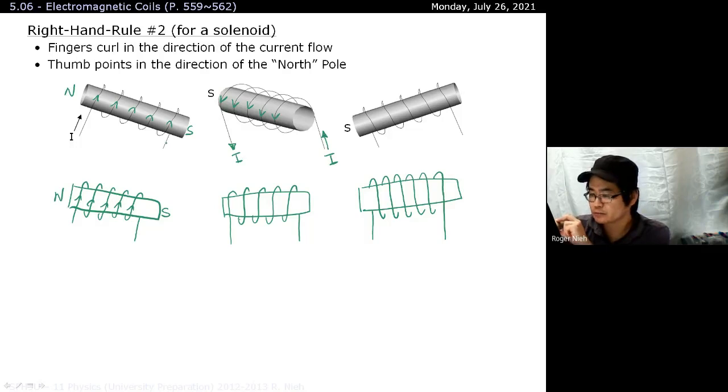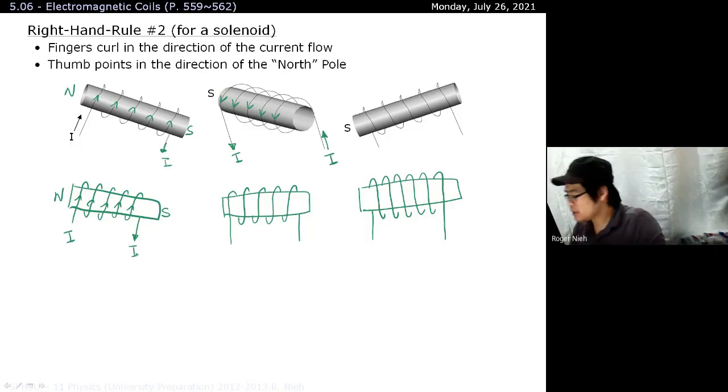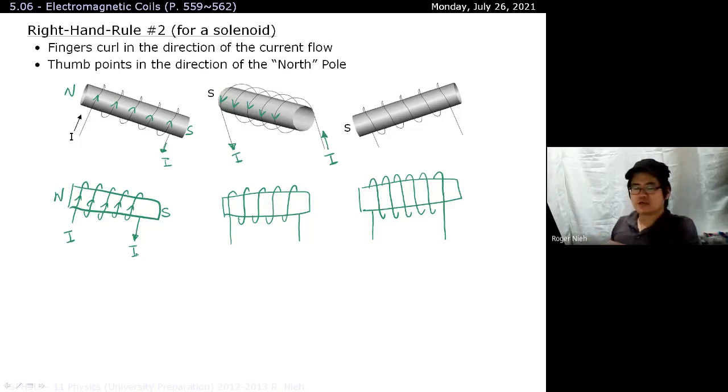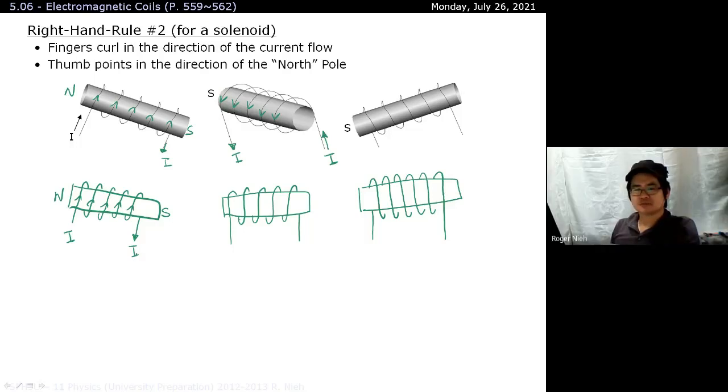Student has a question. Sorry, I'm just confused. Why is the current moving that way? Why can't it be moving the other way? It's not that it can't be moving the other way. It's just that if you move it the other way, then the magnetic fields will be the opposite way around. So how do you know which way it's moving? That's why you use right-hand rule number 2.